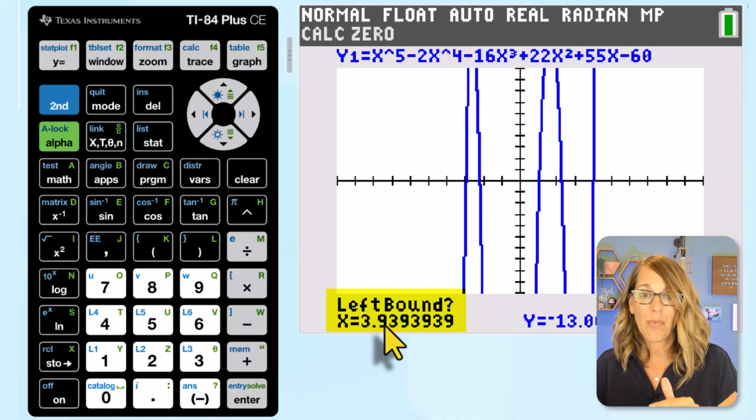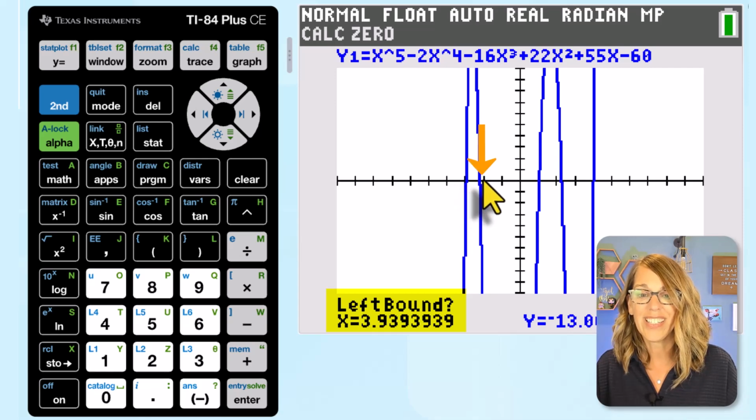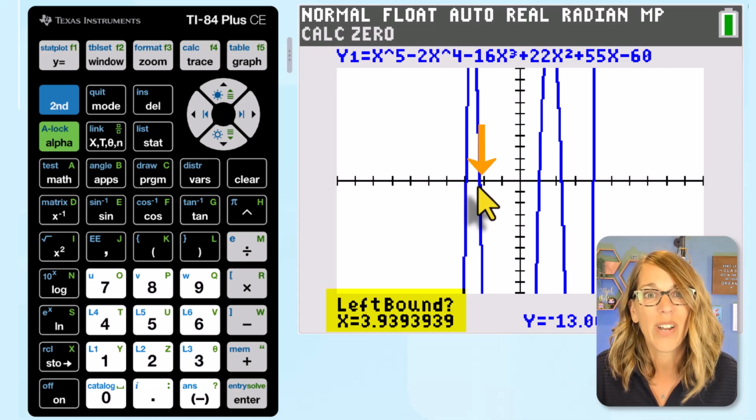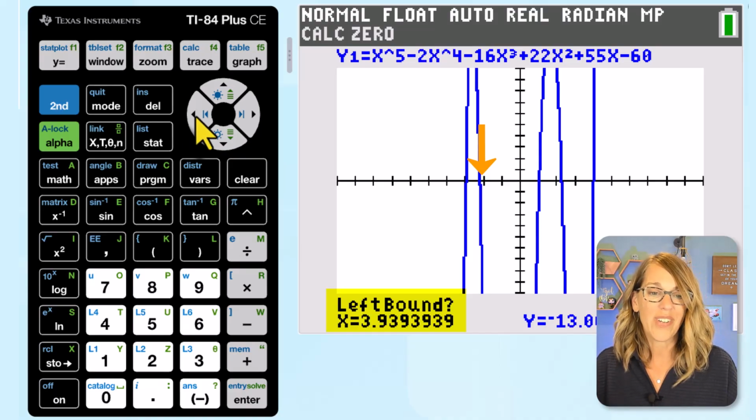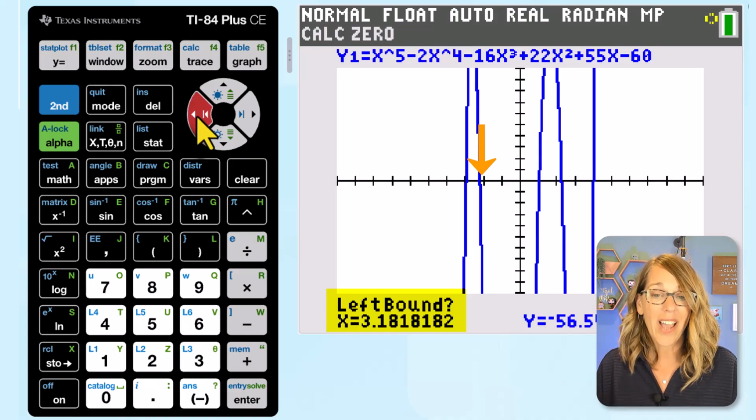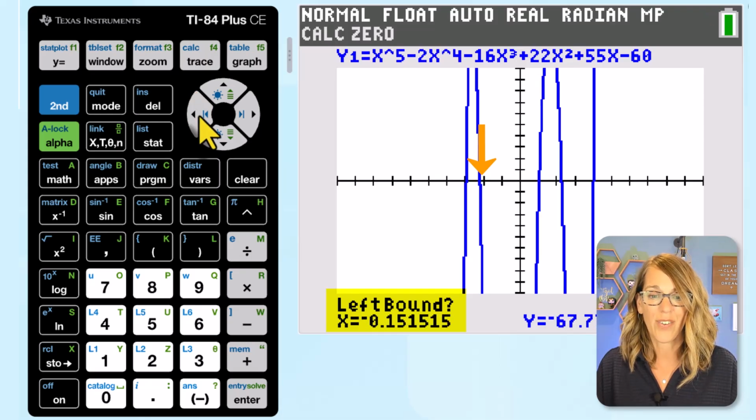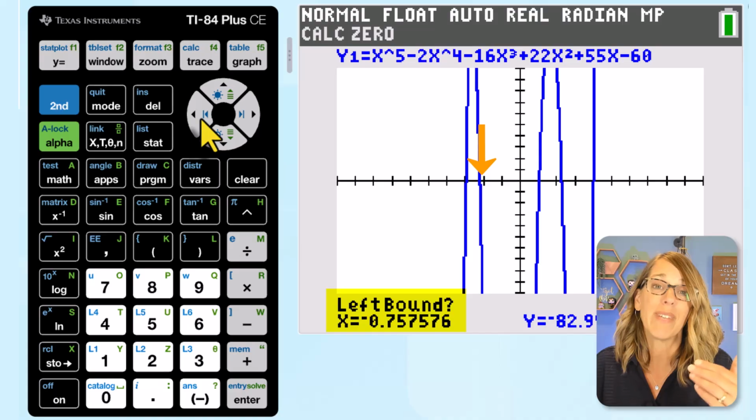Right now, x is at 3.93, but I really want x over here to the left of my -2 point something. Now, there's two ways you can get there. You can either back up. I'm just using my left arrow. Watch how that left bound is changing and my cursor is moving there along the graph. This is a little bit time consuming.